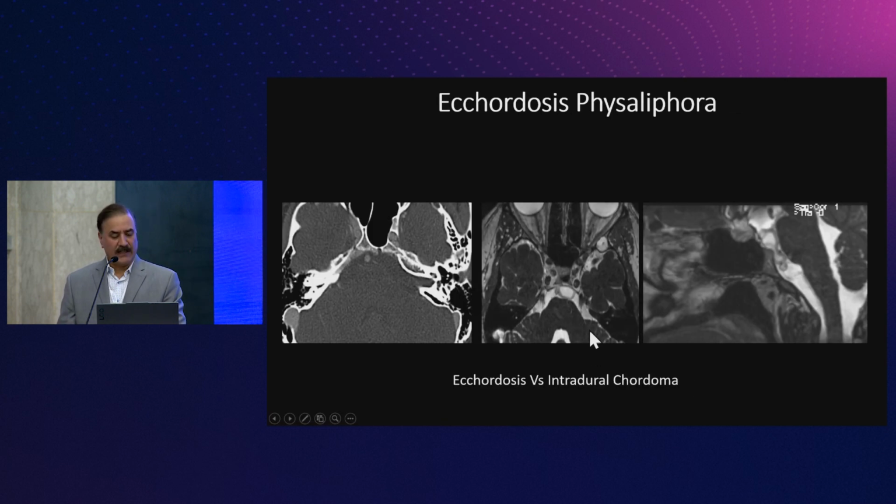All of you likely know this, little small T2 hyperintensity in the prepontine cistern sitting right next to the basilar artery. That is your ecchordosis physaliphora. Now, is this ecchordosis, and can you leave it at that, or can this be an intradural chordoma? So that's very important. You can't just let it go. So we usually follow it up at least for a few years to see if there is any change in size of it. If it doesn't change, we let it go. If there's any change in size, even by a few millimeters, you know that this could be a chordoma.